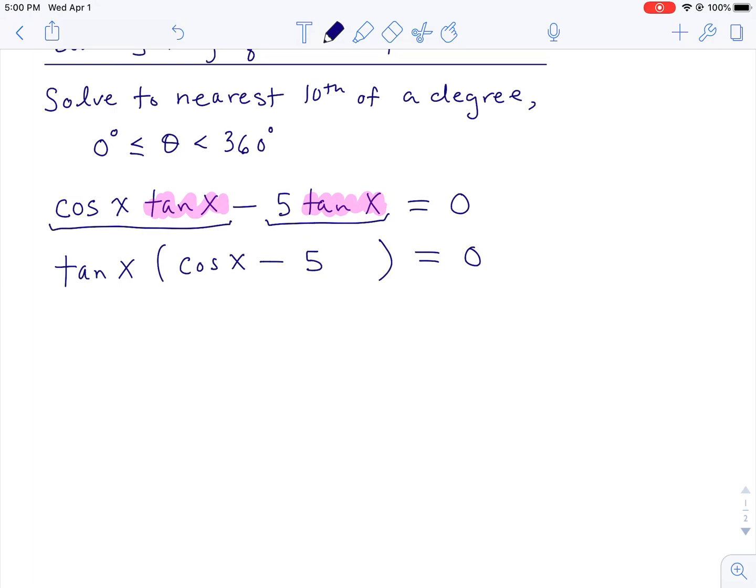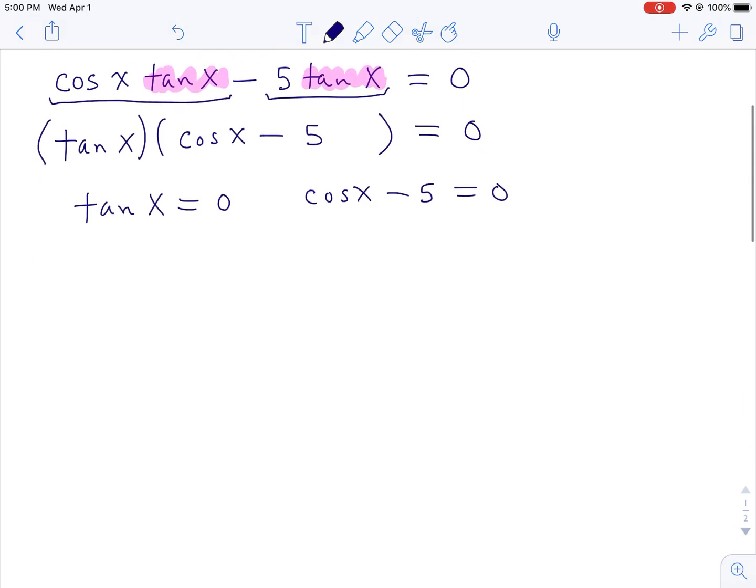Right now you have two factors that multiply to 0. Set them each to 0. That's the zero product property. That's how quadratics are solved. So either tangent x equals 0 or cosine x minus 5 equals 0. If we solve the second branch of the equation for cosine, we add 5, and we get cosine equals 5.